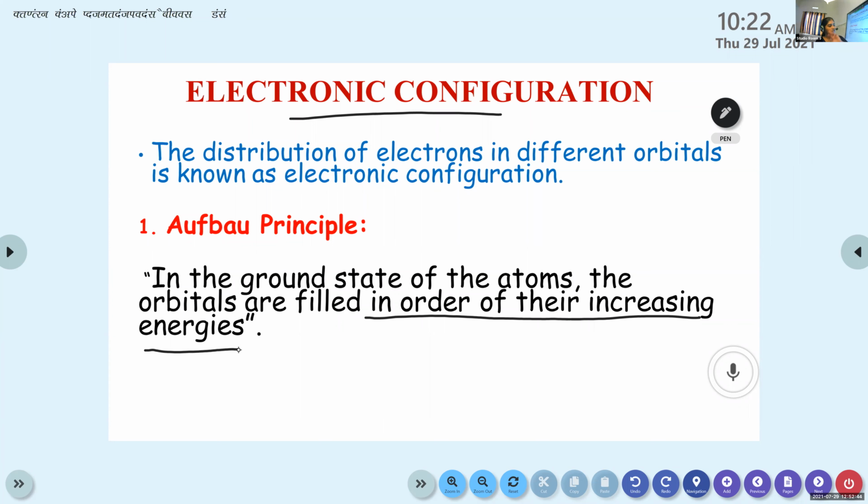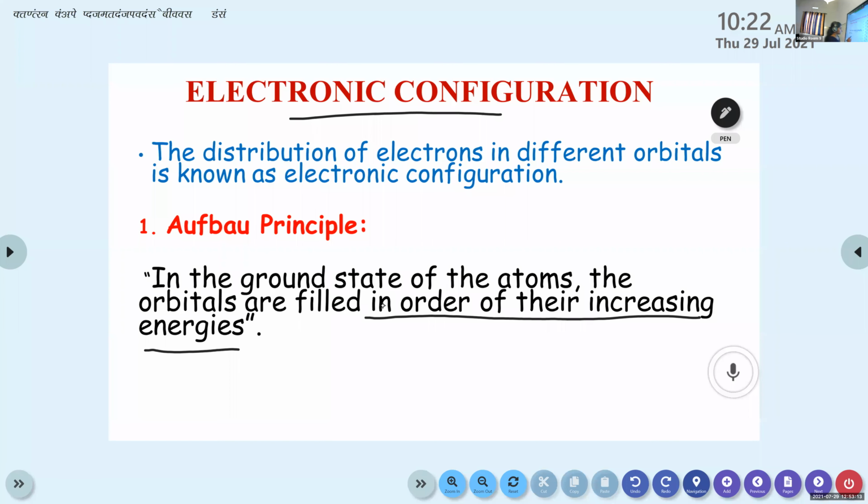Have you completed this slide in the last class, children? Yes. And I told you this is the order here: 1s is less than 2s, then 2p, 3s, 3p, 4s, then 3d. There is one exception in the order here: 4s is less than 3d. I will tell you the reason for this. So you have to follow this order.